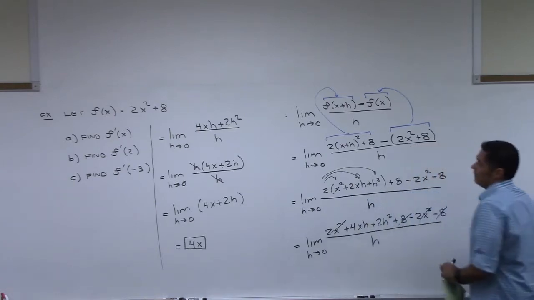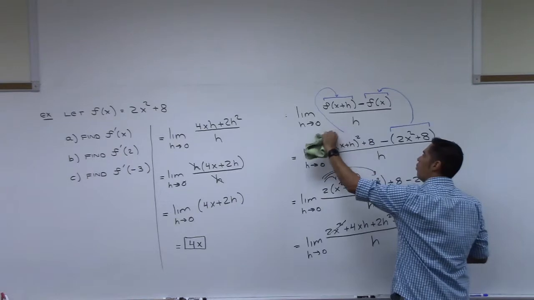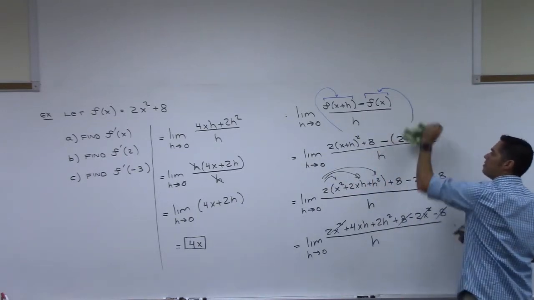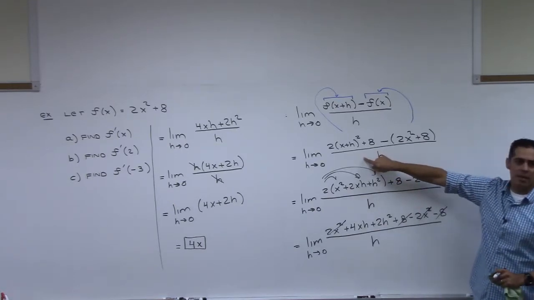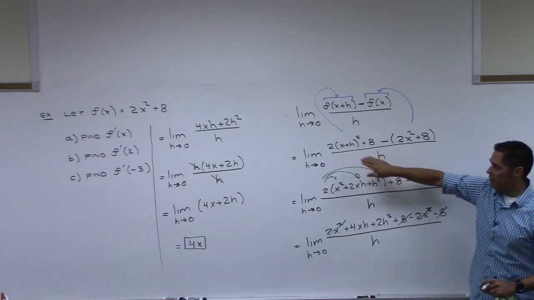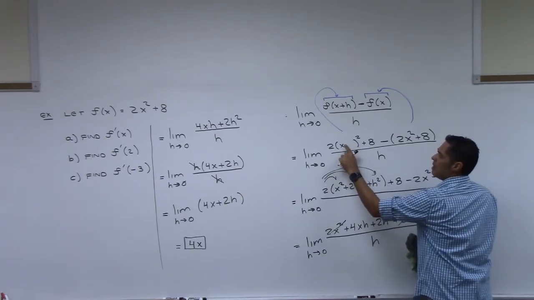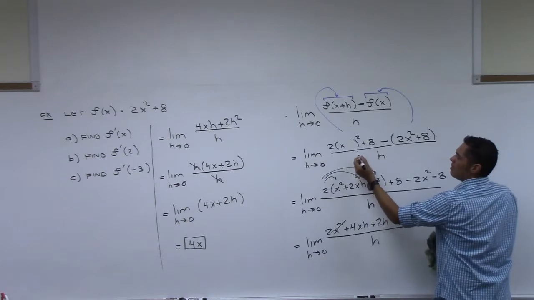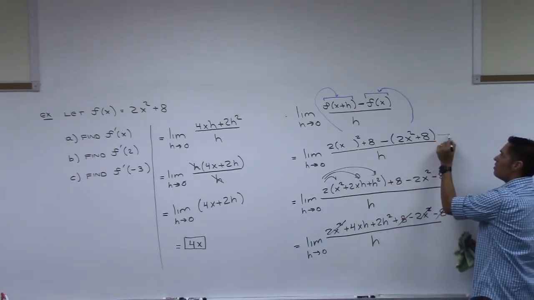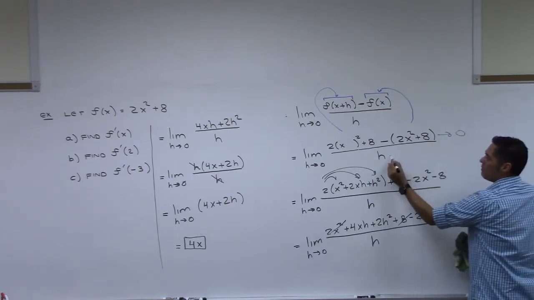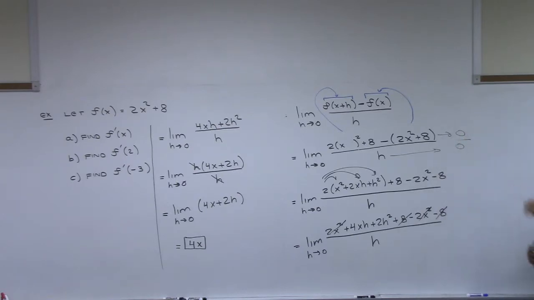Okay. The key to the problem, though, and this is what makes this work, is that if I go back up here to the very first line that I wrote, if you try and let h go to 0 right here, what happens is that goes to 0. Do you agree? Okay, if that goes to 0, then isn't this 2x squared plus 8 minus 2x squared plus 8? And wouldn't you get 0 on top? And on the bottom, if I let h go to 0, I would get 0 on the bottom. And I get 0 over 0, which is undefined.